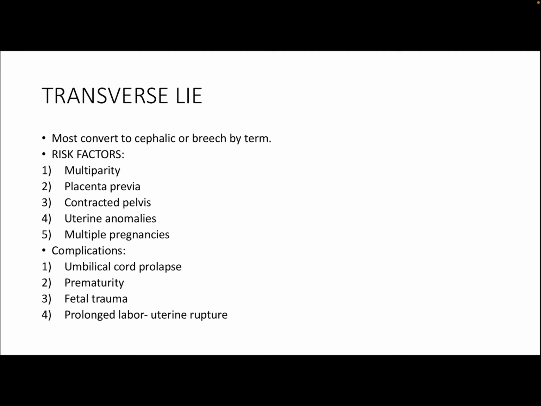Now, coming to the first type of malpresentation, that is transverse lie. Transverse lie is when the fetal axis is perpendicular to the long axis of the uterus. So, this is the long axis of the uterus. When the fetal axis is perpendicular to it, it's called transverse lie. Most of the time, on palpating the uterus, you'll find that the fetal head is not palpated above the pubic symphysis. Instead, it is palpated at the flanks. And you can confirm this with an ultrasound.